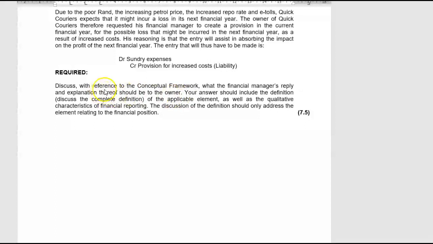Now, discuss with reference to the conceptual framework what the financial manager's reply and explanation thereof should be to the owner. Your answer should include the definition, discuss the complete definition of the applicable element. So is it an asset, liability? And I already told you it's a liability and an expense, so it's a liability that we're talking about, as well as the qualitative characteristics of financial reporting.